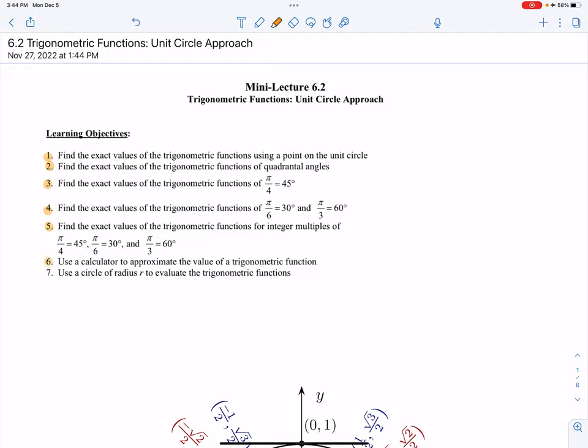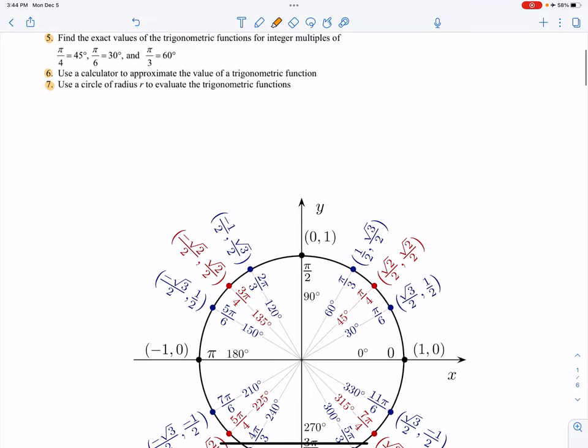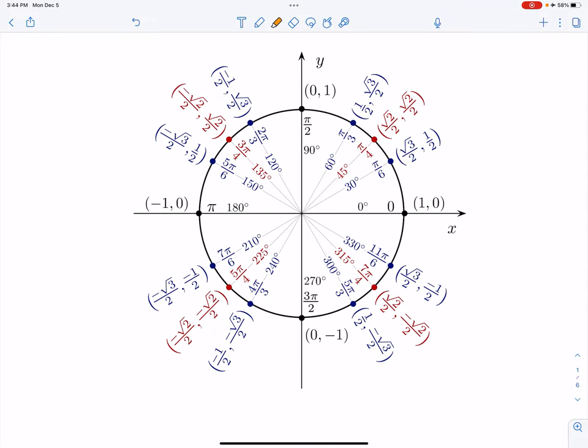Use a calculator to approximate these values of trig functions, and use a circle of radius r to evaluate the trig functions. So let's jump right in. We've got a lot to cover today. Again, we're looking at the unit circle approach.